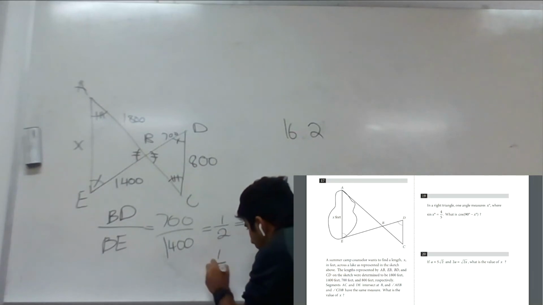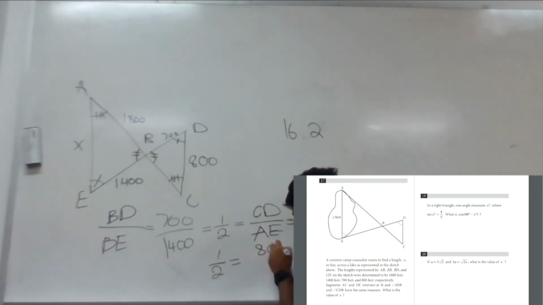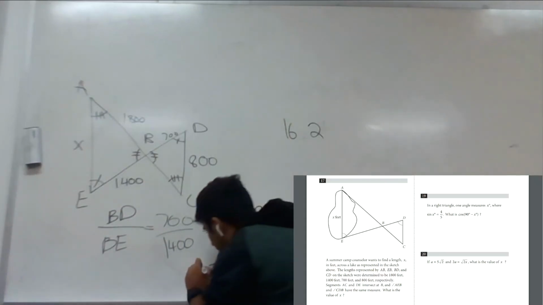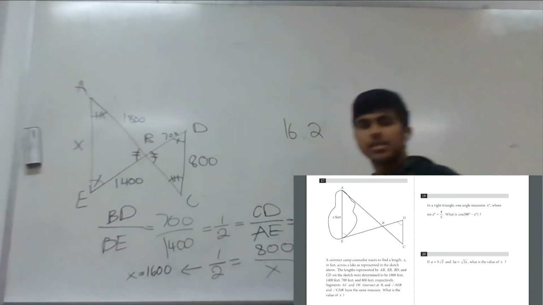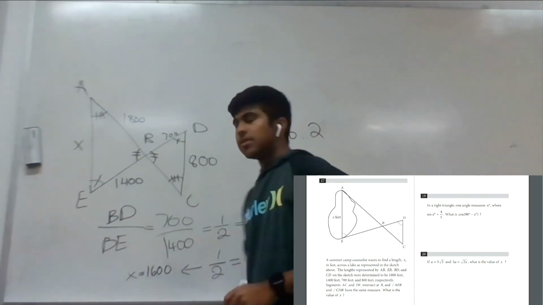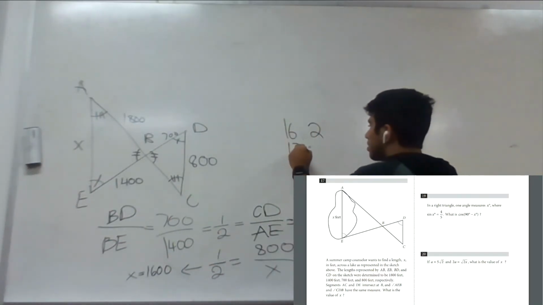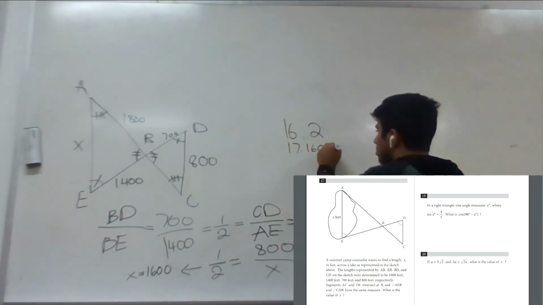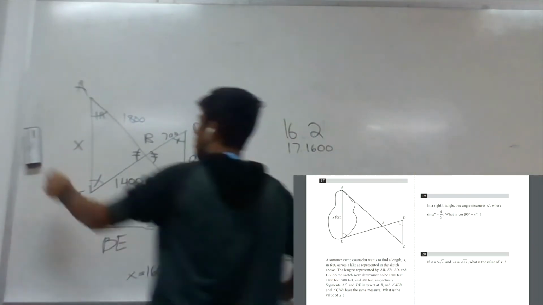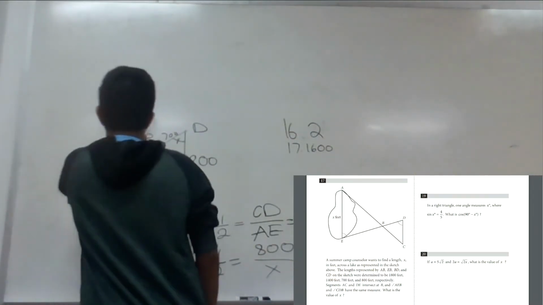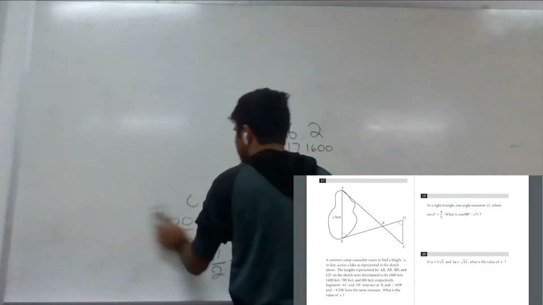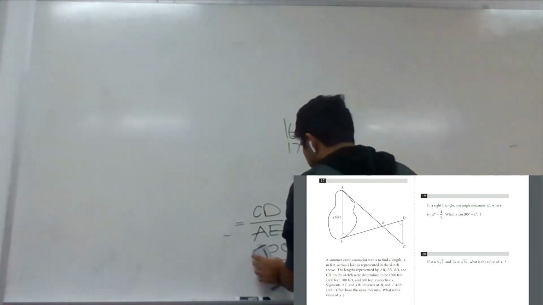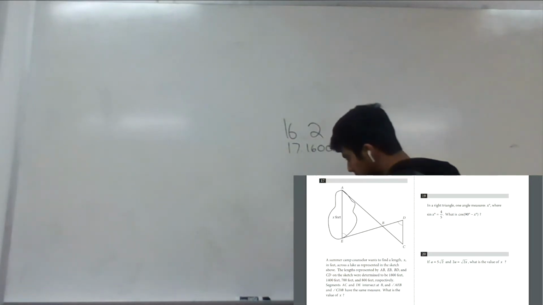So if 1/2 equals 800 over X, then you can solve this pretty quickly and realize that X is 1600. So 17 is 1600. All right, so that problem did look a bit scary. Once you understand what's going on with the angles, how to manipulate the triangles and set up the ratios, it turns into a pretty easy computational problem.